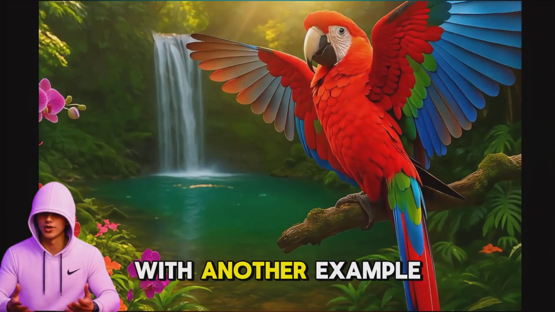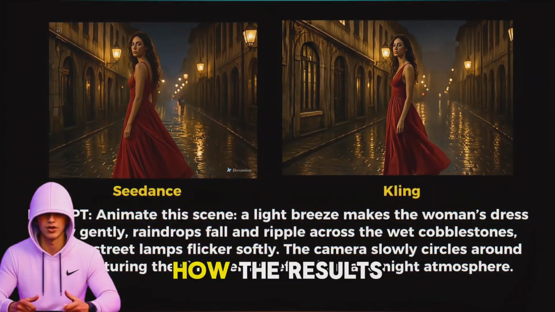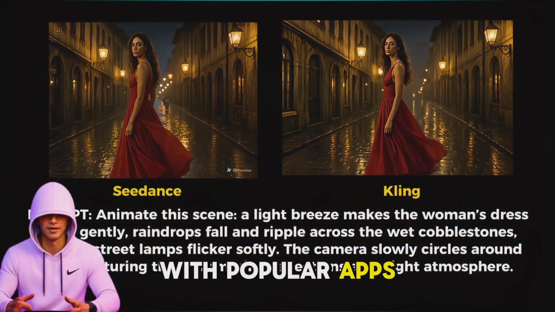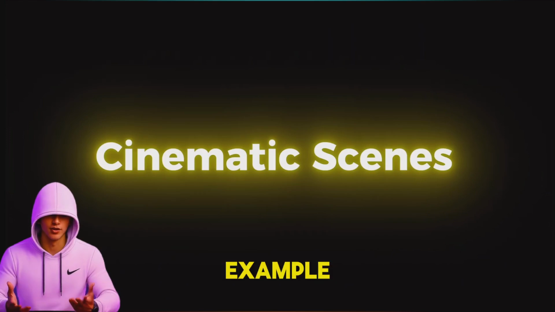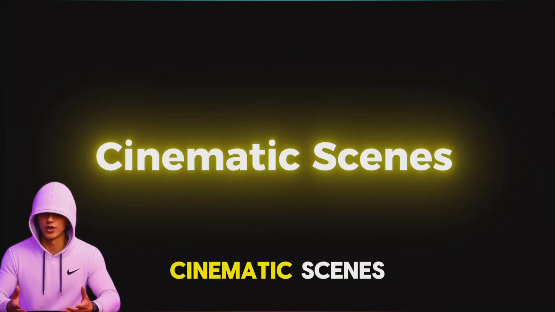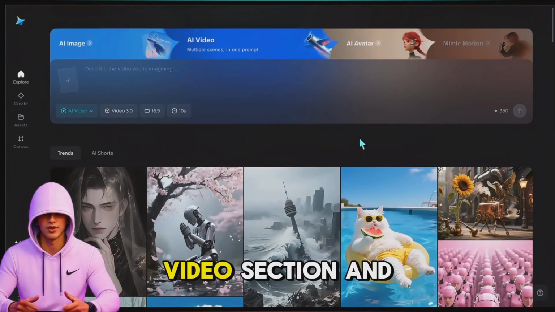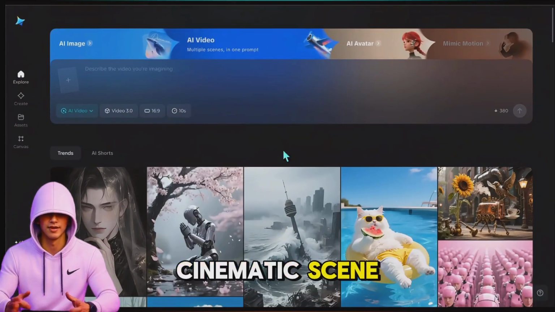Now let's continue with another example. In a minute, I'll show you how the results differ when compared with popular apps like Kling AI or VO3. But before that, I want to show you one last example so you can see how well it can create cinematic scenes. This time, I go to the video section and simply enter a cinematic scene in the text field.